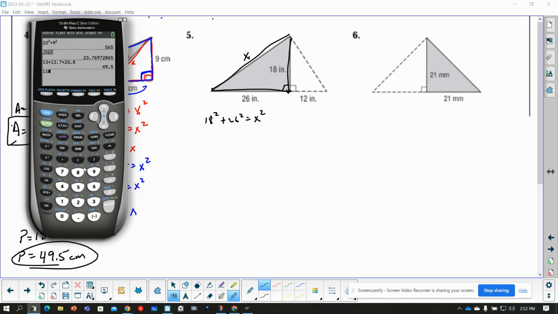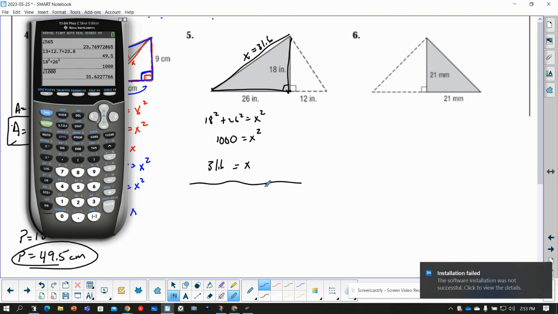So 18 squared plus 26 squared. And then I'm going to go ahead and do the square root. All right, so 18 squared plus 26 squared was 1,000 exactly. Square root of both sides, and I get x equals 31.62, so it'll be 31.6. So that's what this missing side is right here.